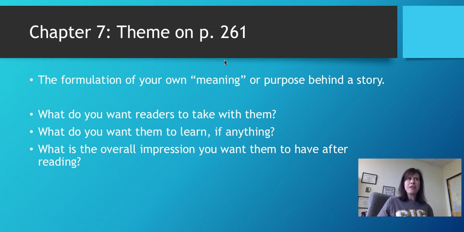The nice thing about theme is you can make it as simple or as complex as you want. If you want readers to learn something, you need to kind of outline that ahead of time in your story. And then what is the overall impression you want them to have? Are you aiming for shock value? Do you want them to read your story and be shocked and surprised, like Chuck Palahniuk does with his second person point of view? He's going for that. That's the theme. He wants you to feel uncomfortable.